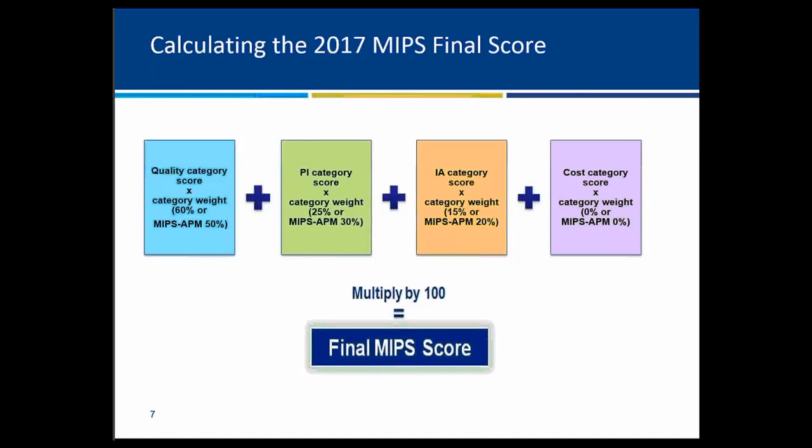So for those folks, this equation needs to become familiar to you. CMS will calculate each weighted performance category score by adding the total performance points earned for that category. They'll divide it by the possible achievable points for that category, and then they'll multiply it by the weight of that performance category. Next, they add, for 2017, the three performance category scores together. They multiply by 100 to arrive at the MIPS final score for the individual or group, depending on your reporting level.